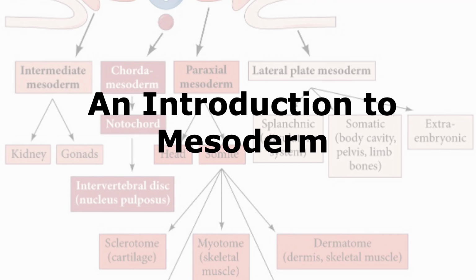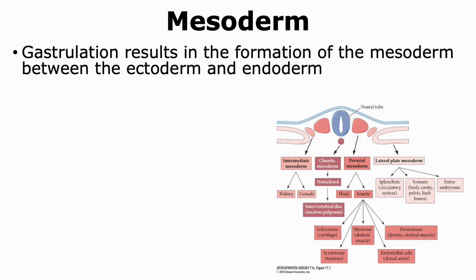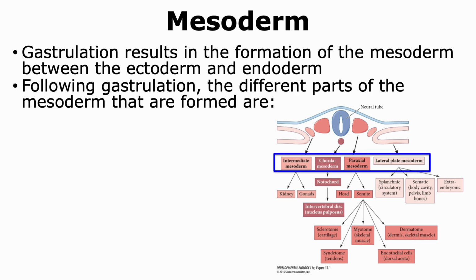In this talk, we're going to learn about the mesoderm. The mesoderm forms during the process of gastrulation and is usually formed between the ectoderm and the endoderm. Now, following gastrulation, the mesoderm can be divided into different parts, and that is what is shown in the blue box. We're going to look at each one of these parts.